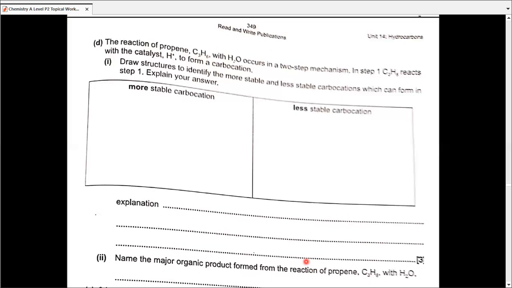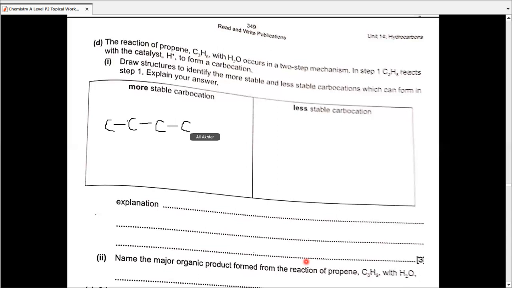I can draw the displayed formula as well, because they didn't specify which type of structure. It's totally up to you. Whether you do displayed or skeletal, since it's not asked in the question as a mandatory part, it's totally the choice of the student. These open-ended questions are actually better for students, but they never give completely open-ended questions in the paper. So they try to bifurcate it.